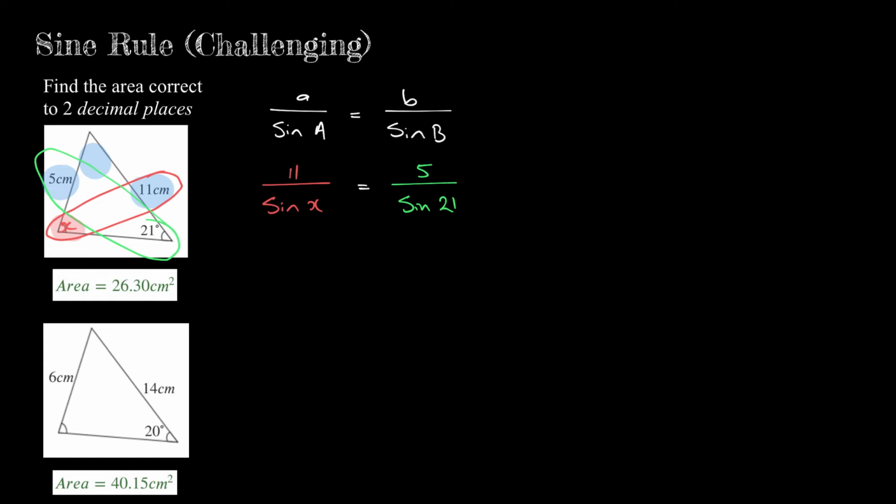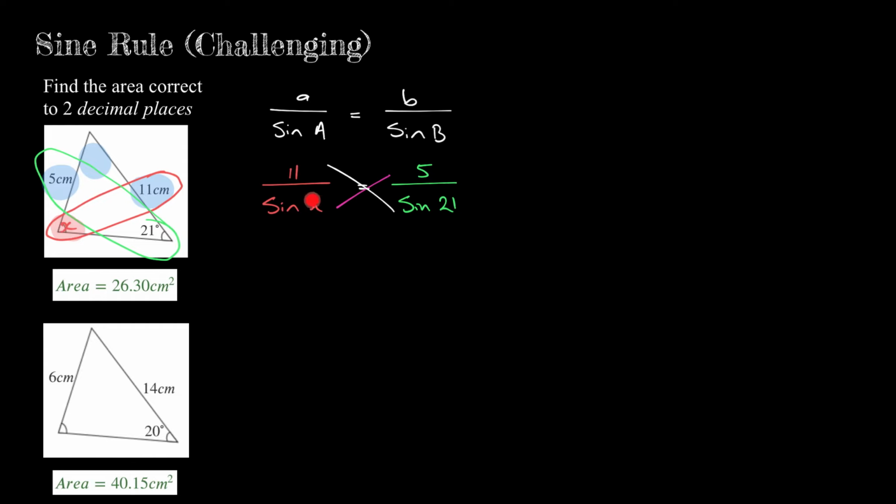Okay, so at this stage we have a fraction equals a fraction. When you have a fraction equals a fraction, in order to get rid of it, all you need to do is cross multiply. So I'm going to cross multiply here. I'll multiply the two of these together. Okay, and I'll multiply the two of these together.